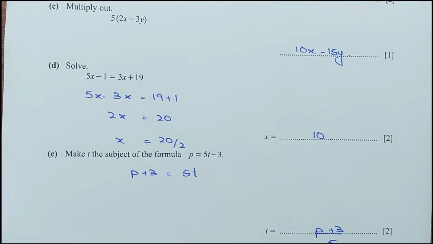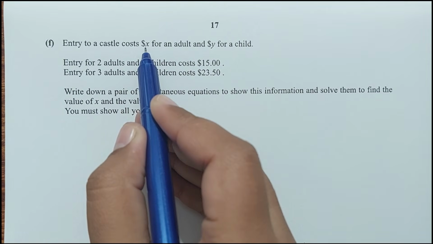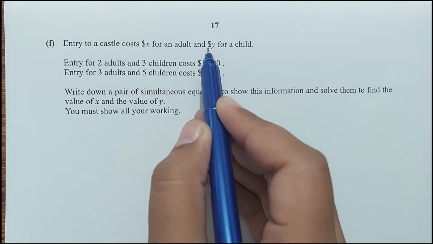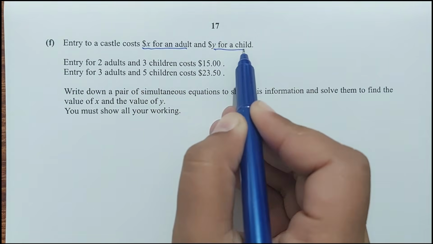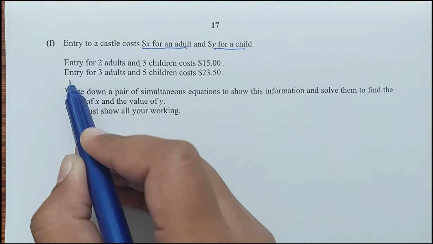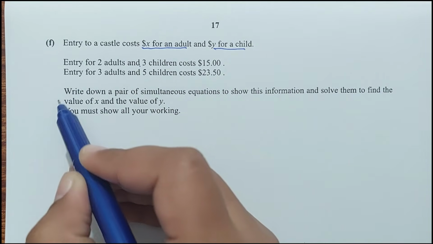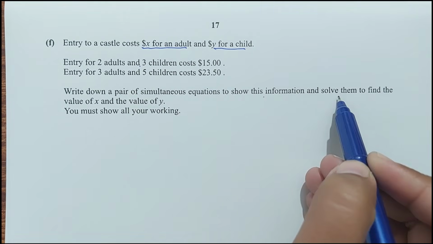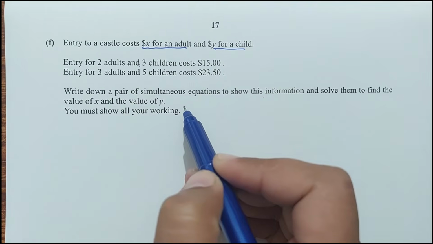All right. Now for part F, entry to a castle costs $x for an adult and $y for a child. Entry for 2 adults and 3 children costs $15, and entry for 3 adults and 5 children costs $23.50. Write down a pair of simultaneous equations to show this information and solve them to find the value of x and the value of y. You must show all your working.